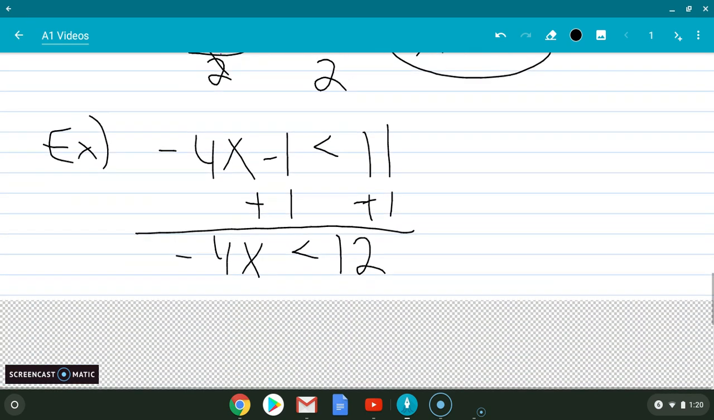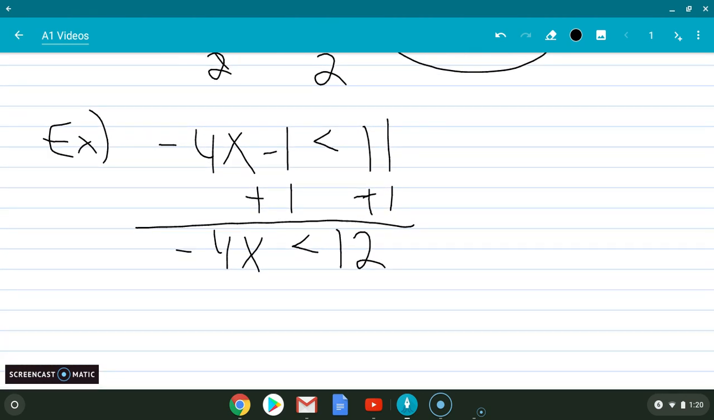Here's where our new little rule needs to be applied. I'm going to divide both sides by -4 or multiply both sides by -1/4. It's the same thing. Okay, so I'm multiplying both sides by -1/4. And so what I'm left with here is -4 over -4 is +1. So the left-hand side is just x. The right-hand side is -3.